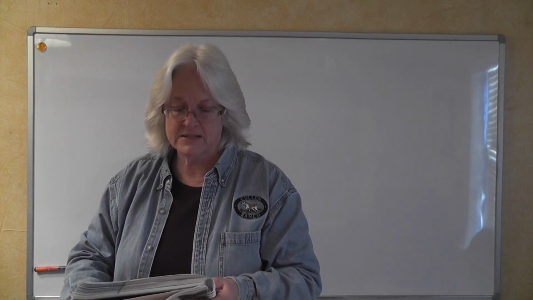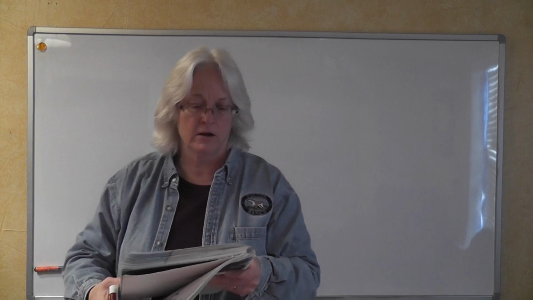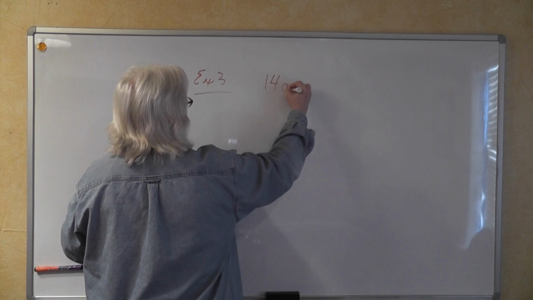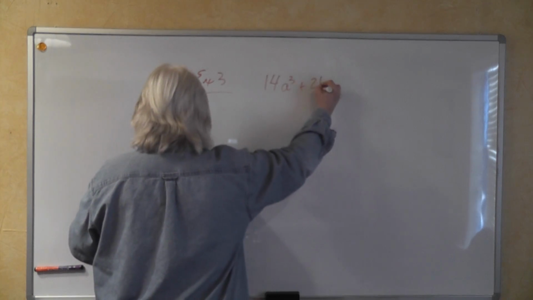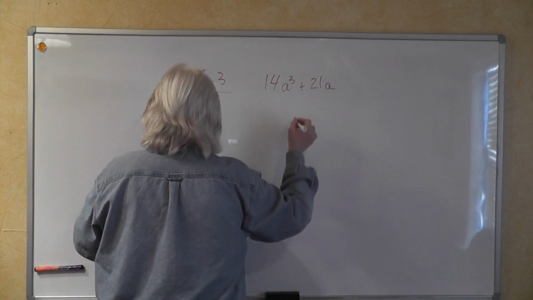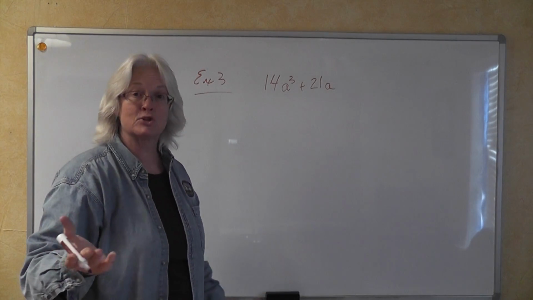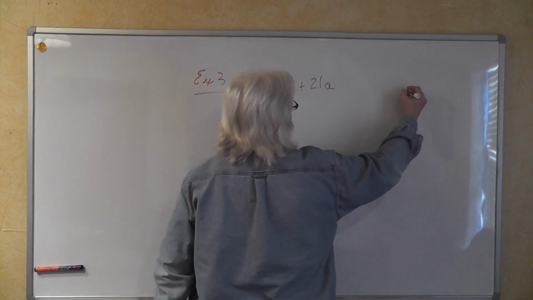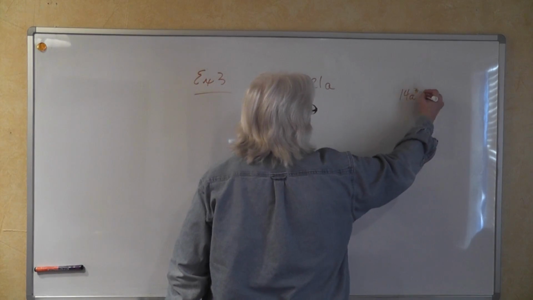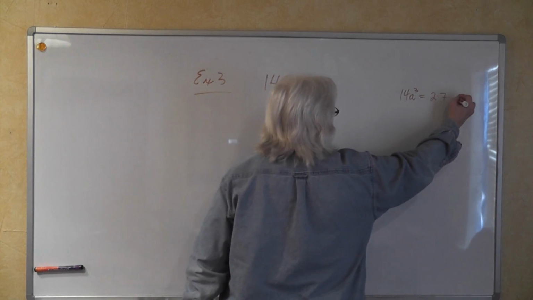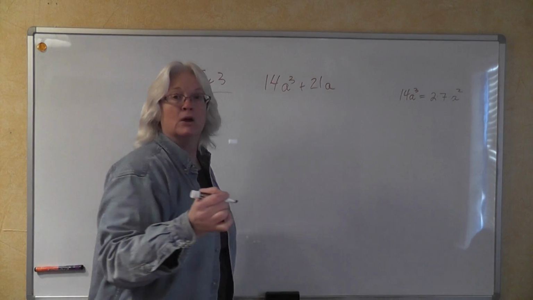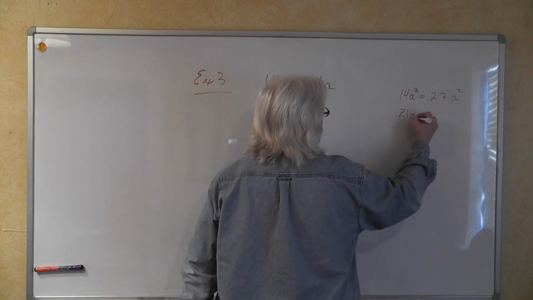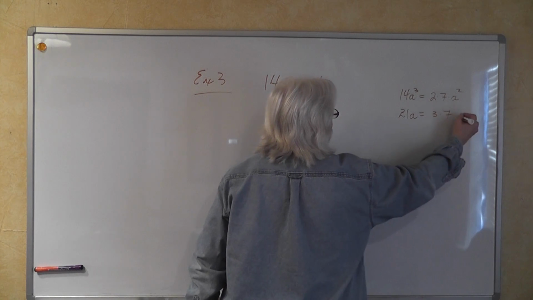For example 3, this says factor 14a cubed plus 21a. Now we're going to factor each term. What is 14a cubed? Well, 14a cubed factors into 2 times 7 times a squared. 21a is 3 times 7 times a.